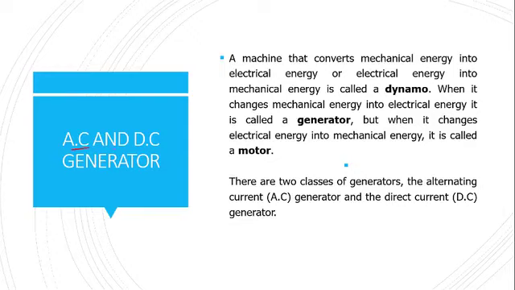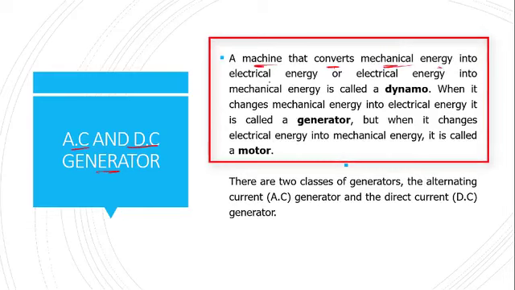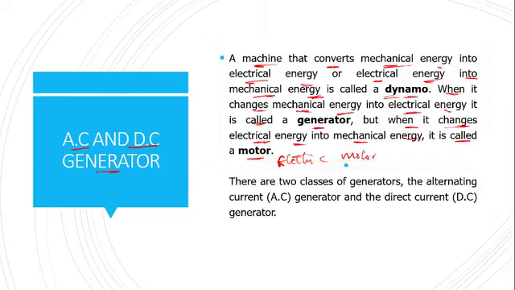Now let's talk about an AC and DC generator. A machine that converts mechanical energy into electrical energy or electrical energy into mechanical energy is called a dynamo. When a dynamo changes mechanical energy into electrical energy, it is called a generator. But when it changes electrical energy into mechanical energy, it is called a motor or an electric motor.